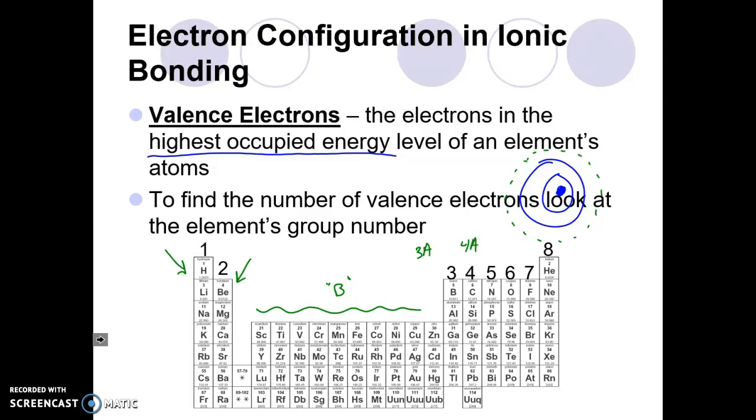Well, if you just follow the groups, 3, 4, 5, 6, 7, and 8, it tells you how many valence electrons. Now, the noble gases are special. They have 8 valence electrons, and they are noble because they have a filled outer valence shell. So they don't actually bond with anything because they are filled. They're satisfied. They don't need anything.